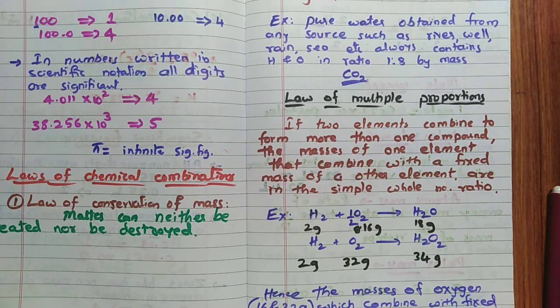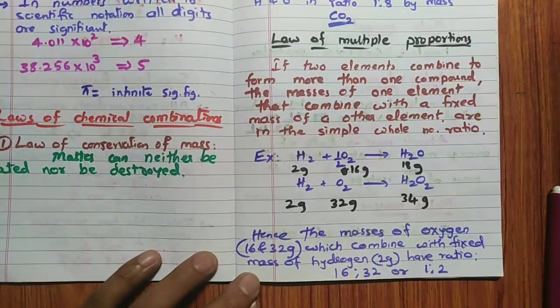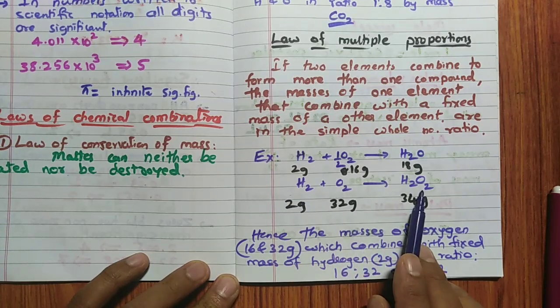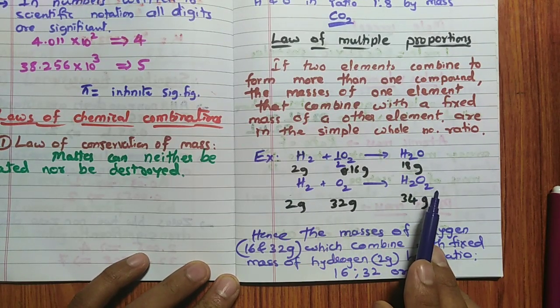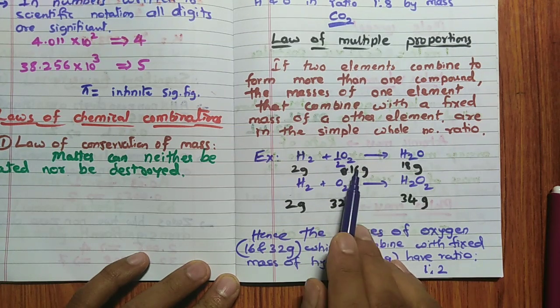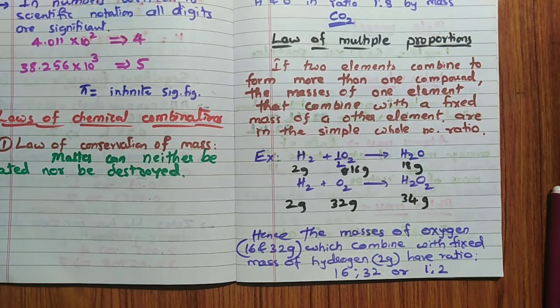Then the mass of one element which combines with a fixed mass of the other element is always in a whole number ratio. I will give you an example. S2 plus half O2 gives S2O, S2 plus O2 gives S2O2, hydrogen peroxide. Here you can see 2 gram of hydrogen and 16 gram of oxygen form 18 gram of water.